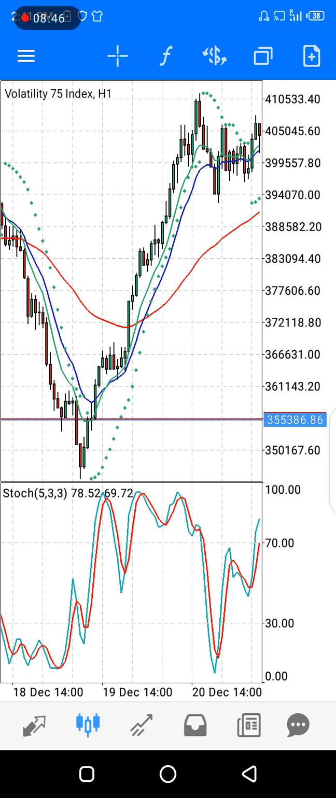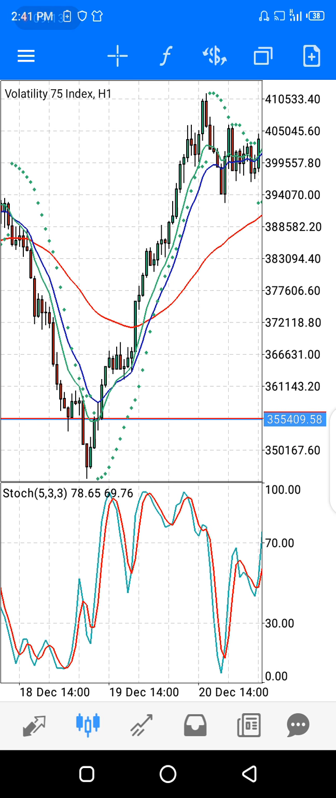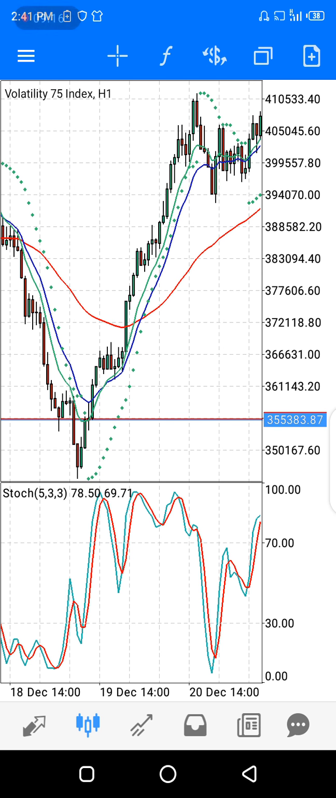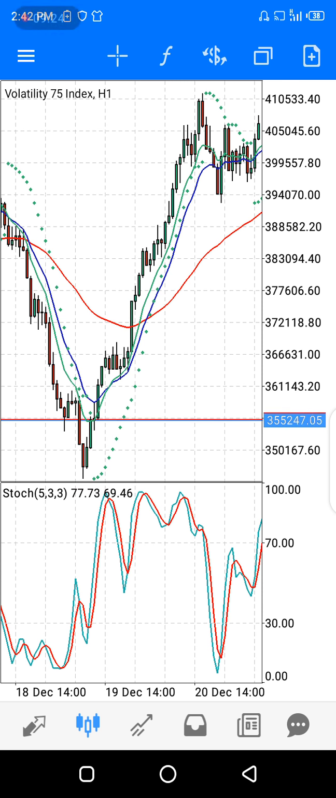And the stochastic must be above 30 and returning back to 30. That means it went down below 30 and it is returning back. And that is what we can see here. The stochastic here went below 30, and it is going back to 30 here. So we put a buy entry.